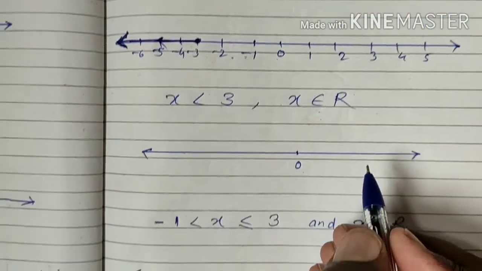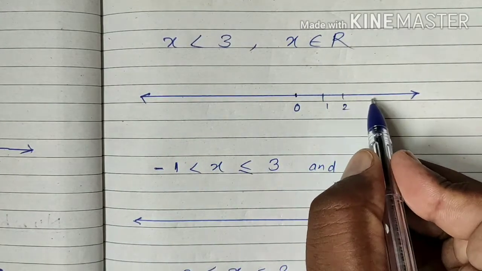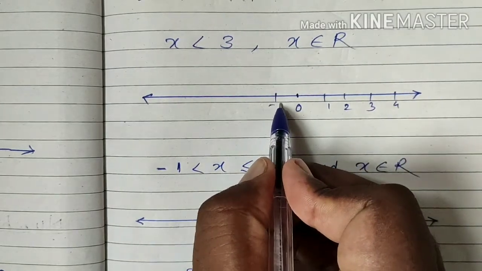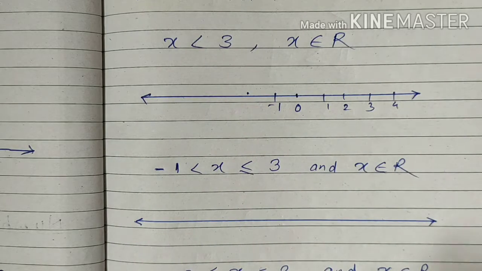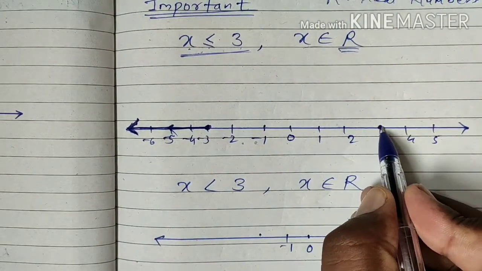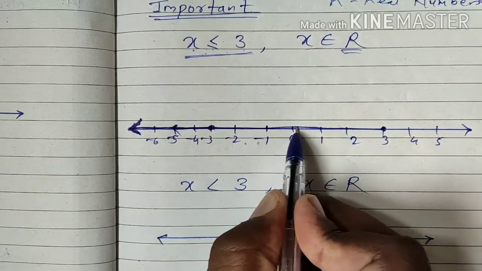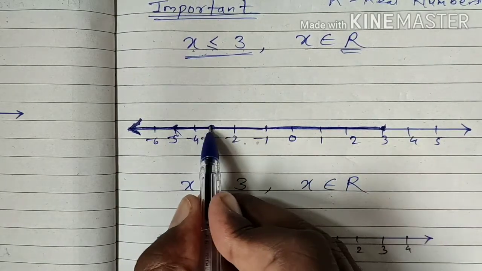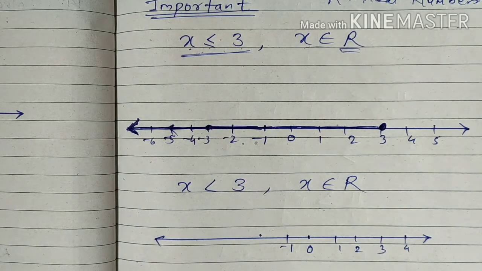Next example, X is less than or equal to 3. 0, 1, 2, 3, 4, minus 1. Sorry, in the above example it is positive 3, no? So we have to start from here. Starting with positive 3, everything is included in that. 3 is also included, so give the dark dot for this 3.